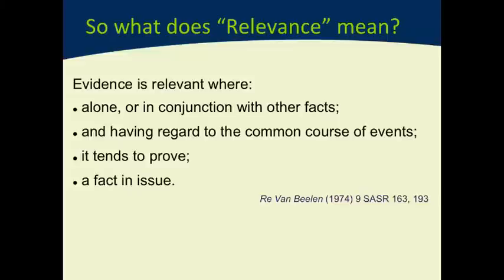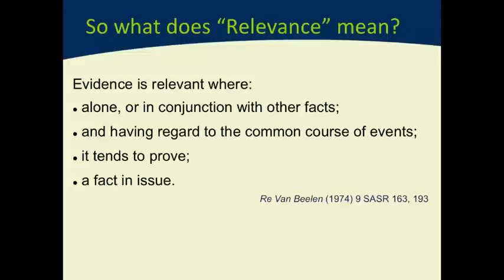We'll talk a bit more about this in just a moment, but tends to prove is really quite a low bar. We could be saying must prove conclusively, but the definition doesn't say that. It says that evidence is relevant if it tends to prove. The final element is a fact in issue. So a fact in issue is something that is a source of contention between the parties. Not all facts are going to be an issue.